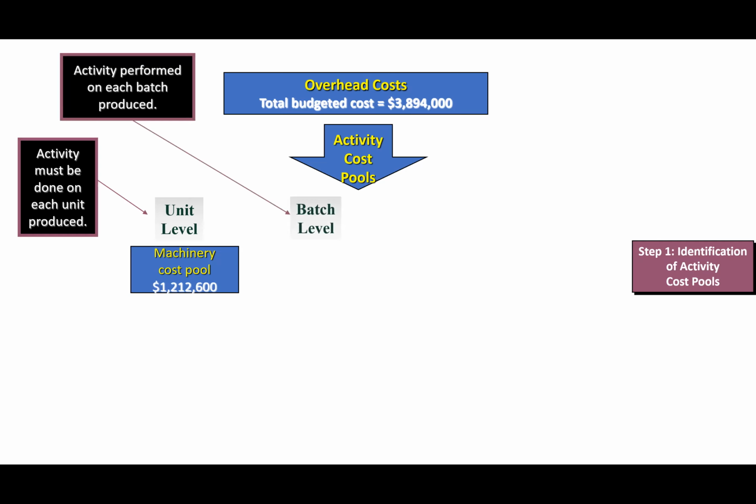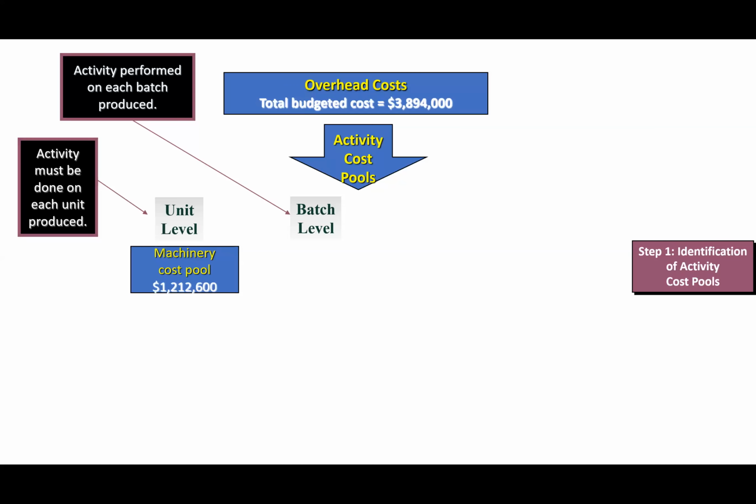And then the second is batch-related, batch level, which is activity performed on each batch produced, not on each unit produced. Just like you bake cookies in your oven, you put in each batch of cookies, maybe 200, maybe 100, maybe 20. You don't bake one cookie at a time. You bake a batch of cookies. You do bread, you do a batch. Just like you wash clothes, you do a batch of clothes and dump it into the washing machine. You don't wash one shirt at a time.